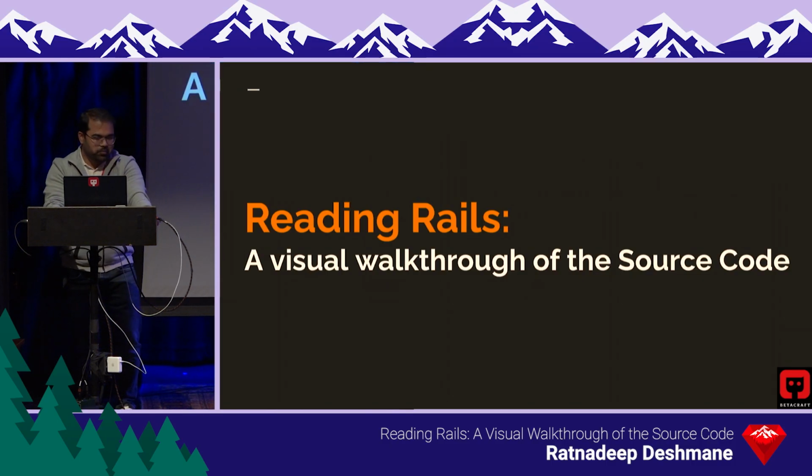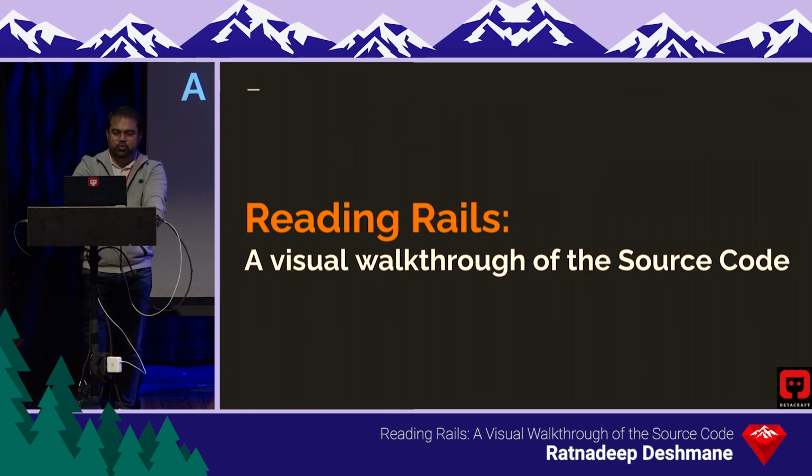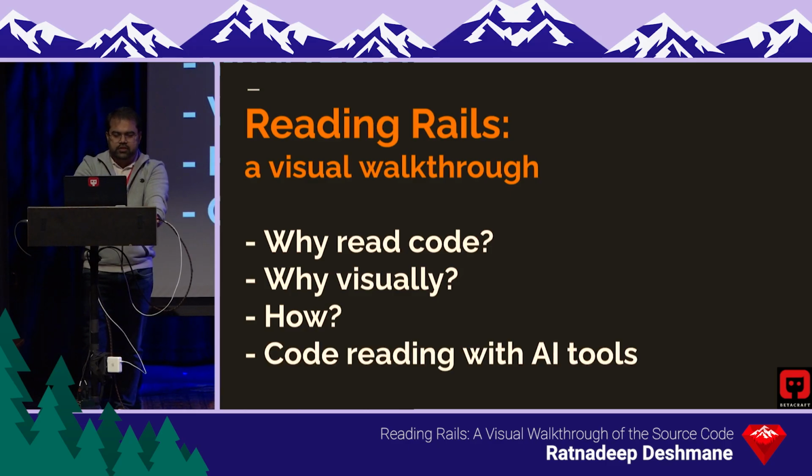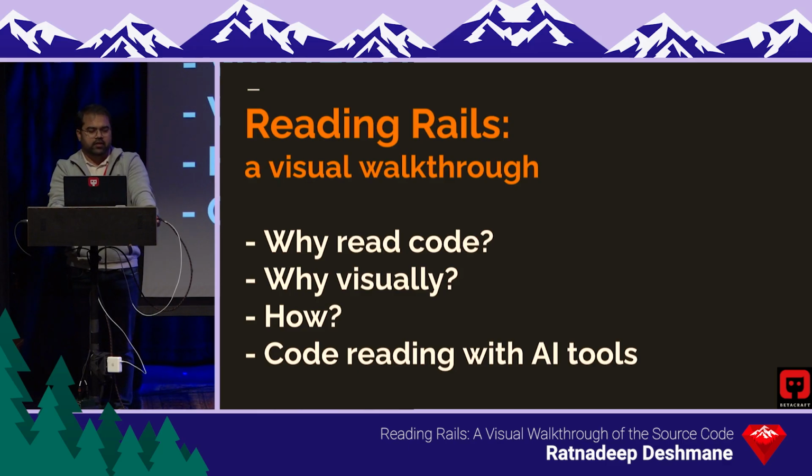Okay, coming to the main point: reading Rails, a visual walkthrough of the source code. I will quickly tell what points I'm going to cover in this talk. First is why to read the code. Second, why visually we should read the code. Third is how to do that. And fourth is code reading with AI tools. You know, these days every presentation has to have some mention of AI. So I got you covered there as well.